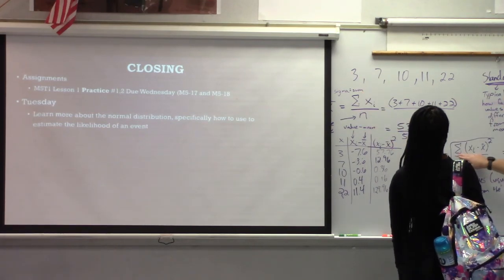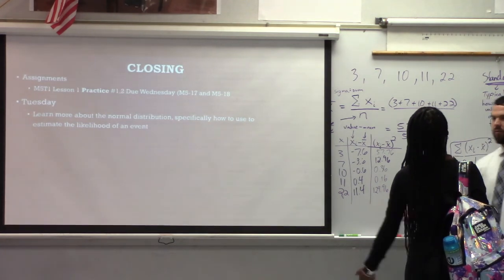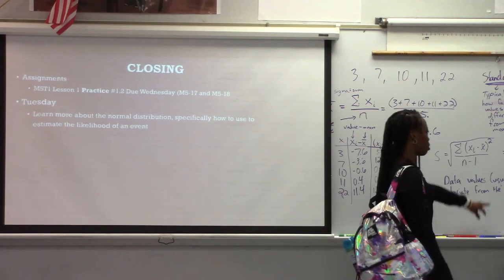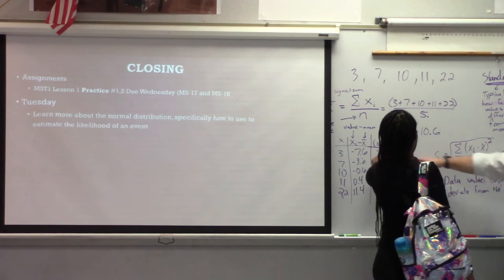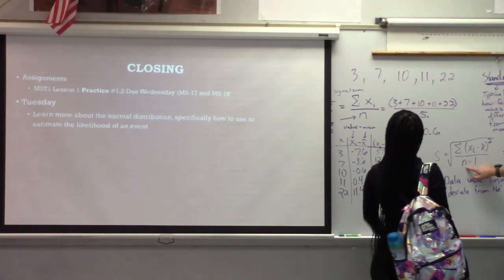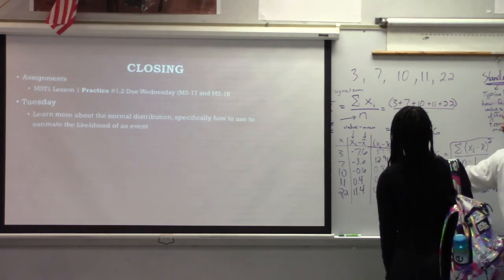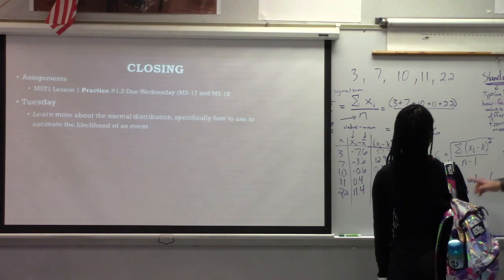So I'm going to add all of these differences squared. Okay. You add all these. Right. You got to know that that symbol means to add. N is the sample size. So we had 1, 2, 3, 4, 5 of them. 5 minus 1. Okay.